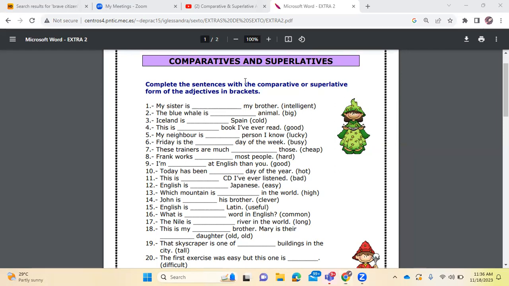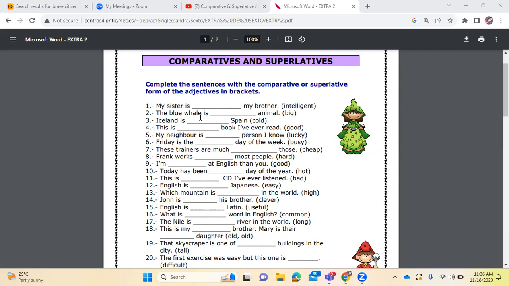Okay, I think we can discuss. For the first one, there are two people here, so it should be a comparative, not a superlative, right? My sister is more intelligent than my brother. You can't say intelligenter. That is wrong, right? You have to use more intelligent than. My sister is more intelligent than my brother.